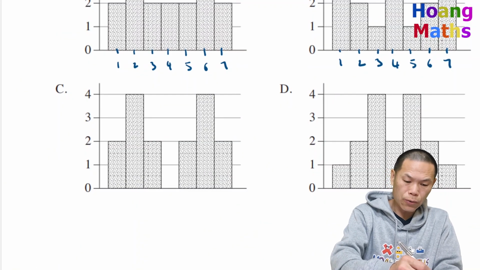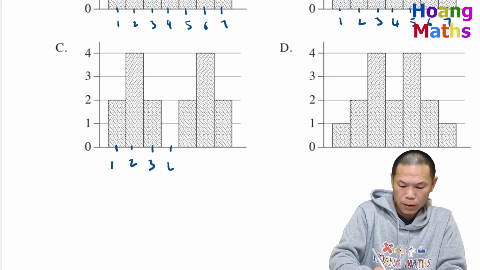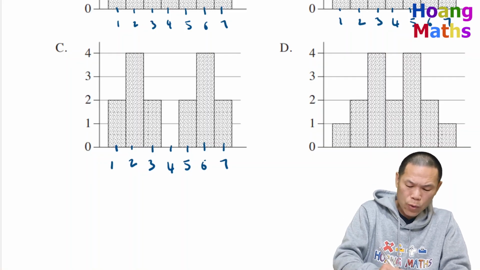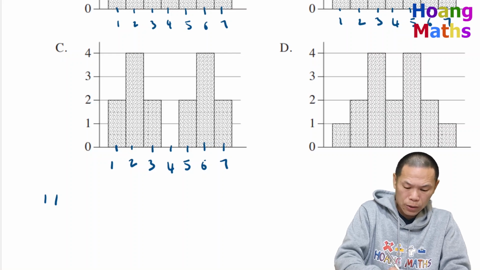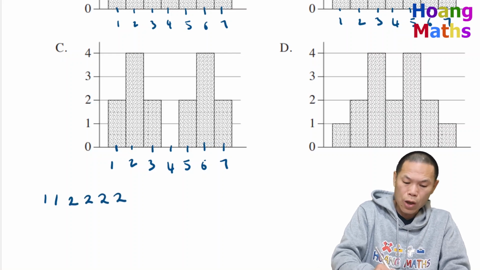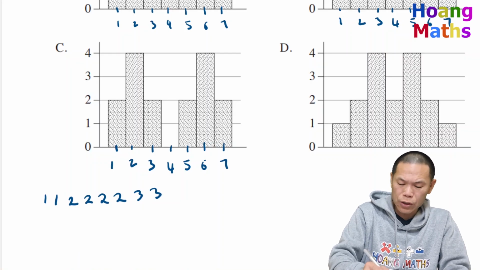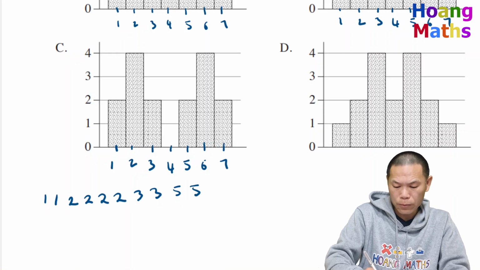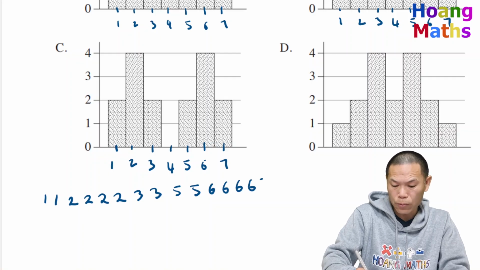Okay, so we have 1, 2, 3, 4, 5, 6, 7. 1 has a frequency of 2, so 1, 1. 2 has a frequency of 4, so 2, 2, 2, 2. 3 has a frequency of 2, so 3, 3. 4 has a frequency of 0, so we ignore that. 5 has a frequency of 2. 6 has a frequency of 4. 7 has a frequency of 2.